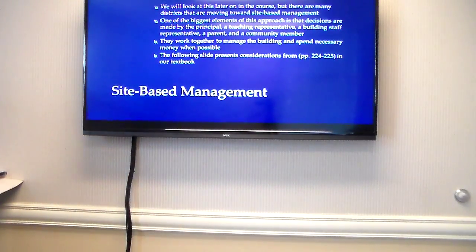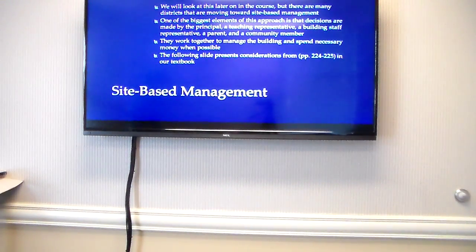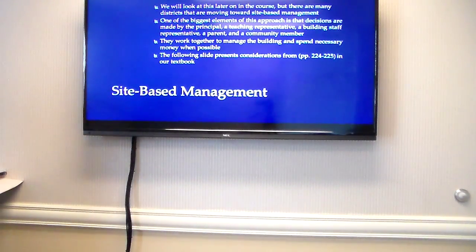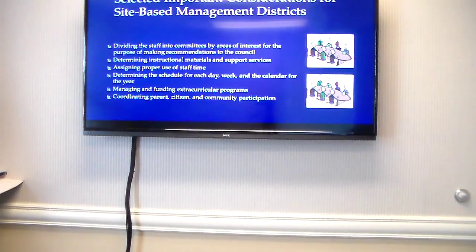So site-based management, we're going to look at it later in the course. That's one of the big ideas of this class. For now, just know that many different schools and many different institutions are trying their best to move to site-based management. That's their focus, and that's what they're trying to do. We're going to look at some of the considerations, what that looks like. We'll cover that in full later on in the course.